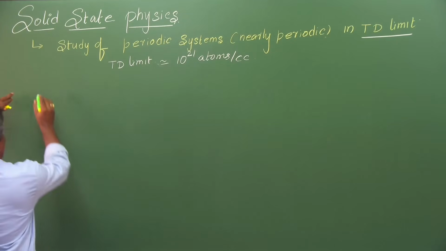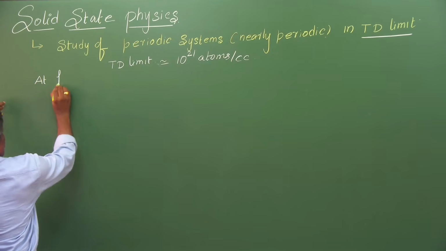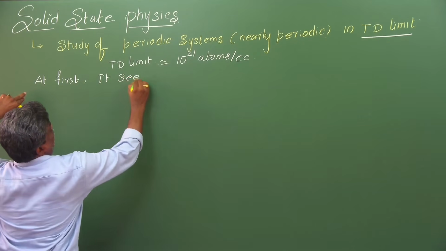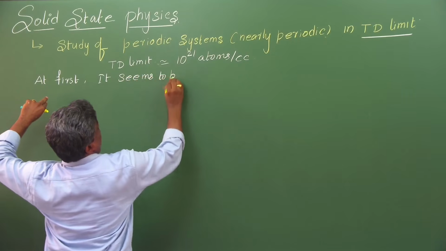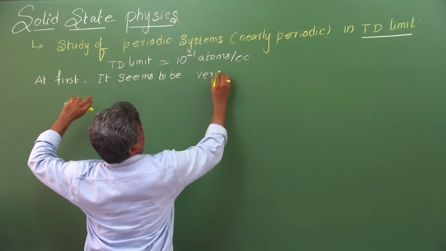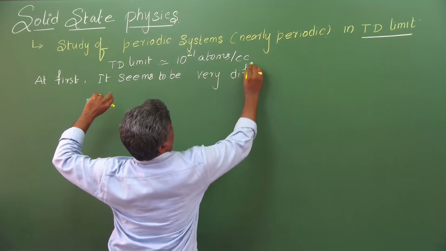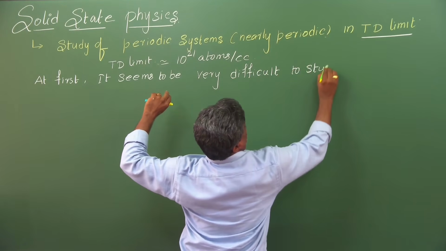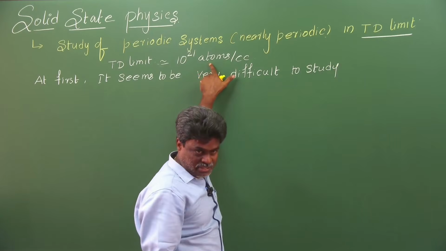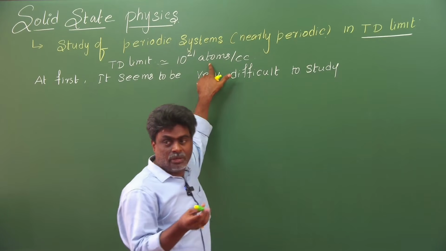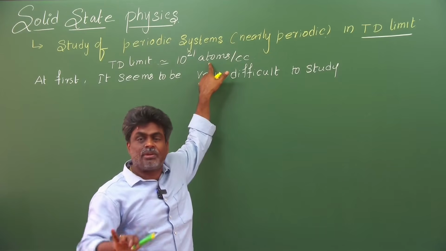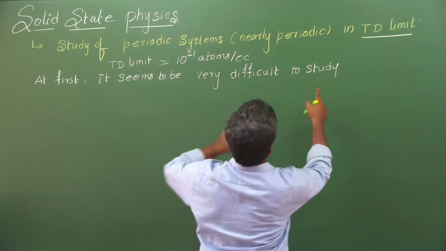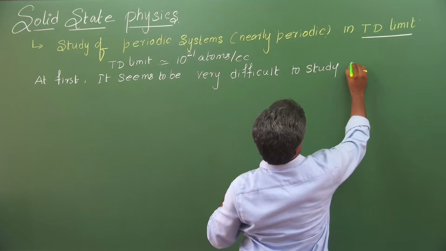So what happened at first, it seems to be very difficult to study such large systems. It's not a joke actually. 10 to the power of 21 atoms means you can't even count that many atoms. It's difficult to study such large systems.